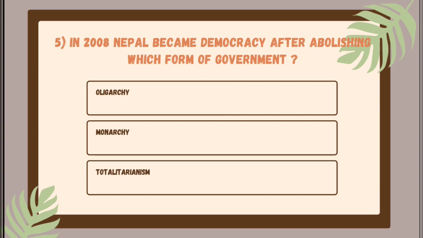Question number 5. In 2008, Nepal became a democracy after abolishing which form of government? The options are: Option A, oligarchy. Option B, monarchy. Option C, totalitarianism. The correct answer for question number 5 is that in 2008, Nepal became a democracy after abolishing the monarchical form of government. Okay, next question.